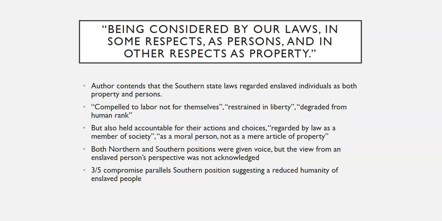What's interesting about all of this, of course, is that both the Northern and the Southern positions are being given voice, those delegates. The author of this Federalist Paper is able to say, well, I can see it from this person's side and I can see it from this other perspective. But the view from an enslaved person's perspective is never acknowledged or recognized in this. So for all of this ability to see both sides of the argument, we never get to hear, of course, the perspective and voice of the enslaved person themselves. And in this sense, the Three-Fifths Compromise parallels the Southern position that suggested a reduced humanity of enslaved people.